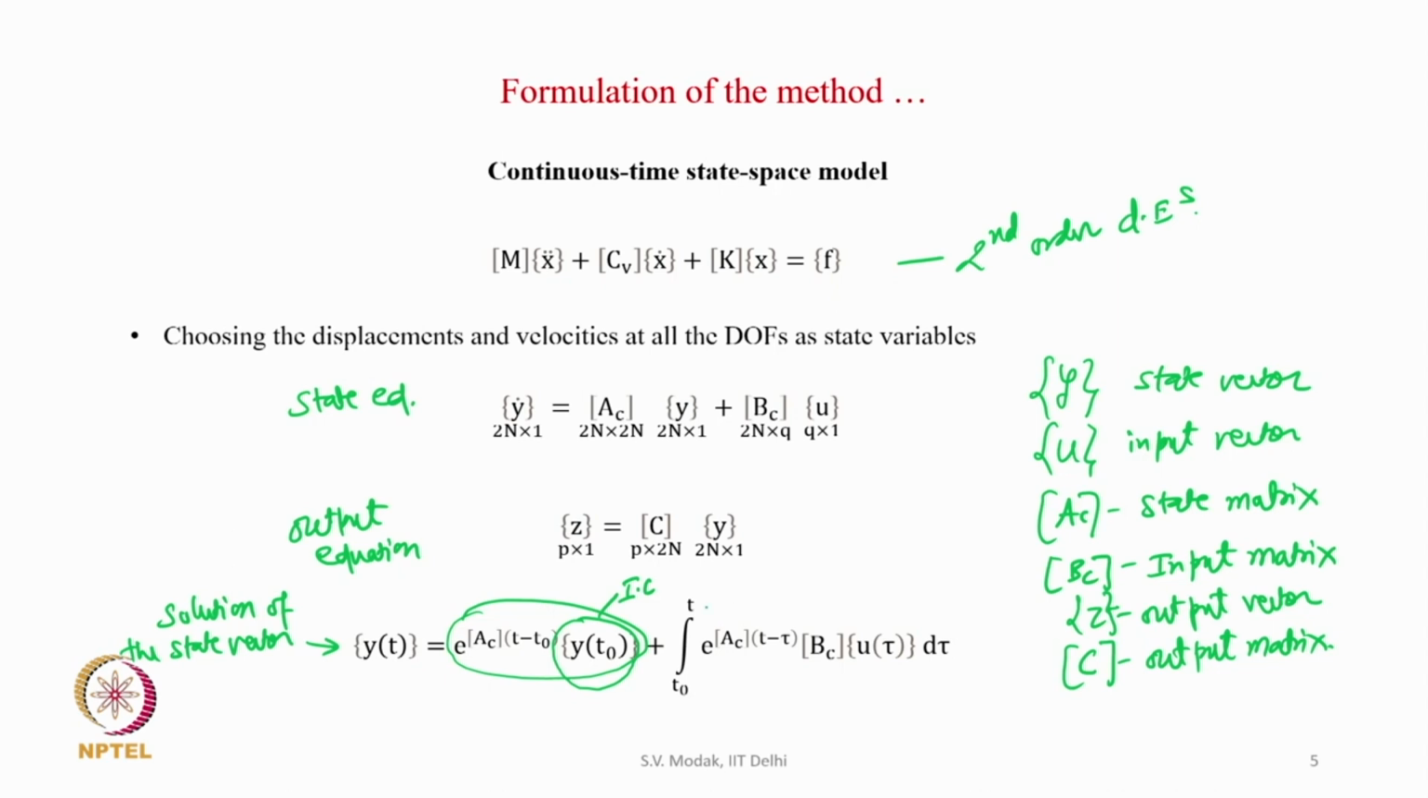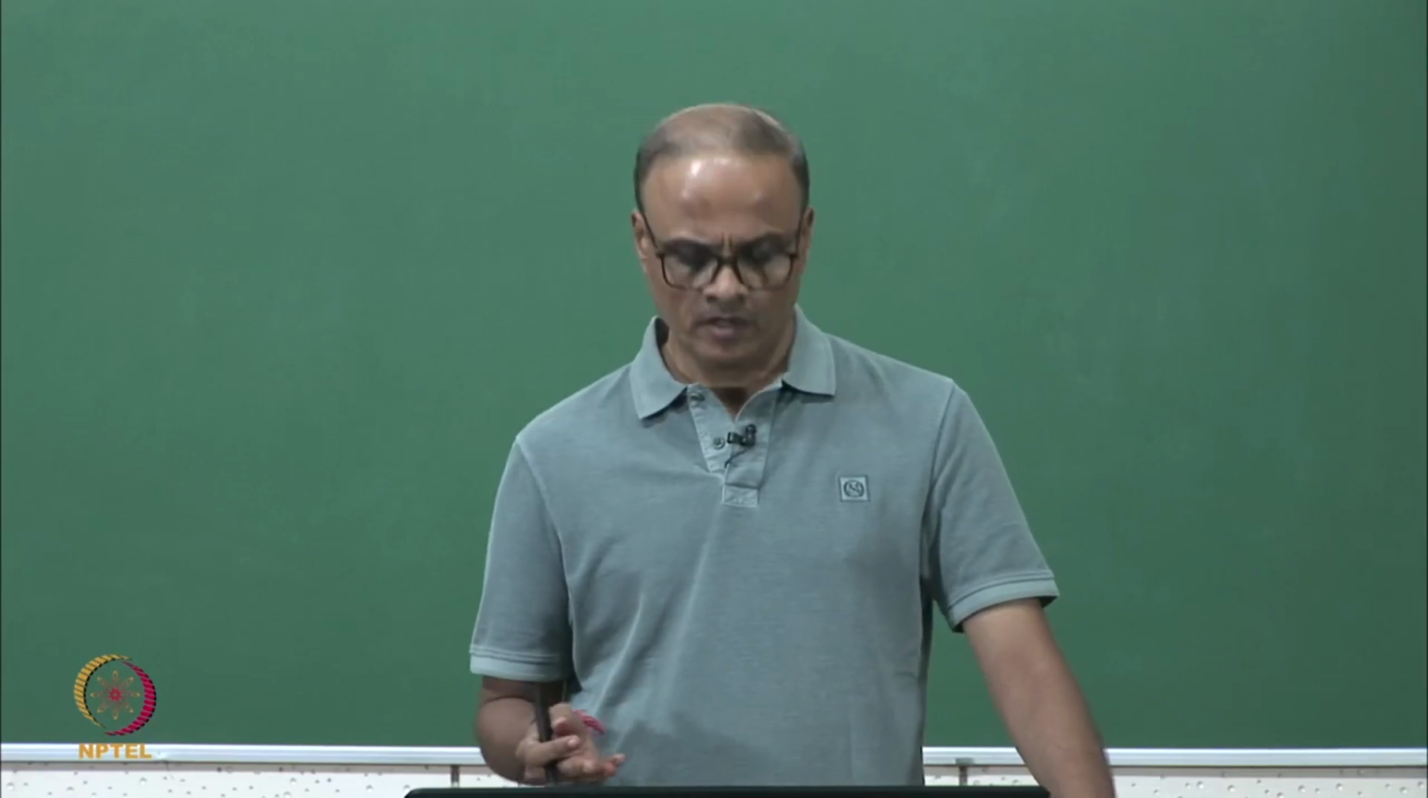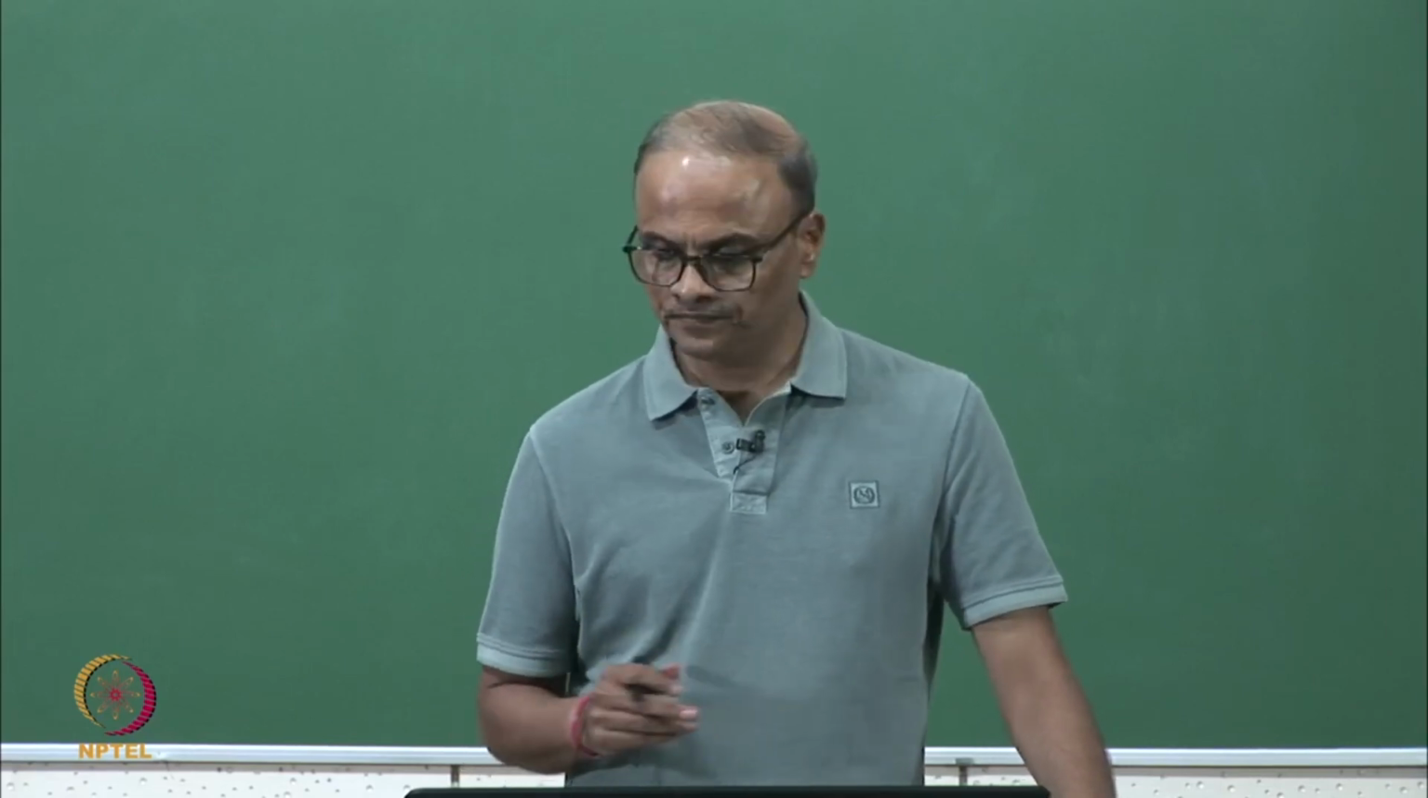And then the second term depends on the input which is acting on the system. You can see here this is the input vector u tau, where tau is the dummy time variable. So, this second term quantifies the response due to the input acting on the system. This is the integral solution. Once the input vector is specified, the integration can be carried out and the solution can be determined.